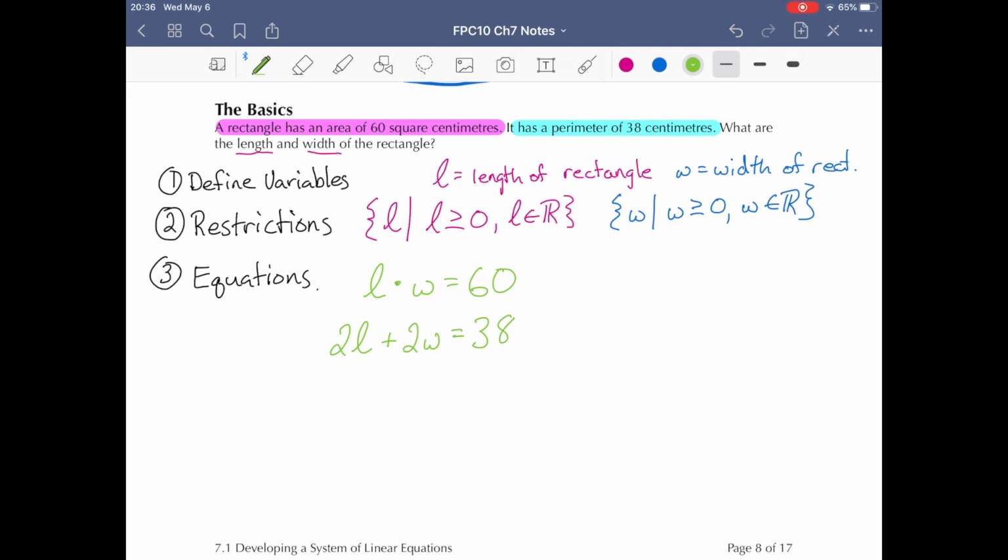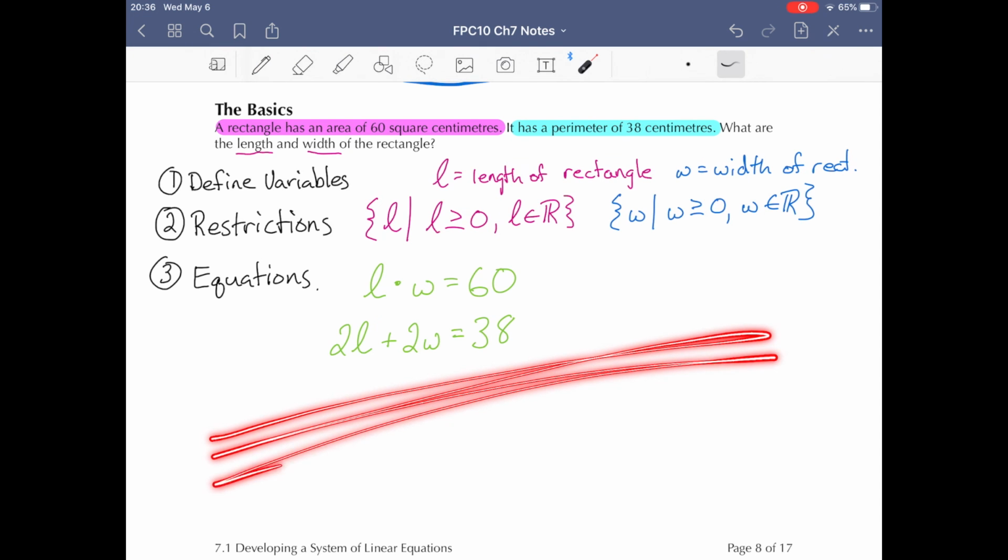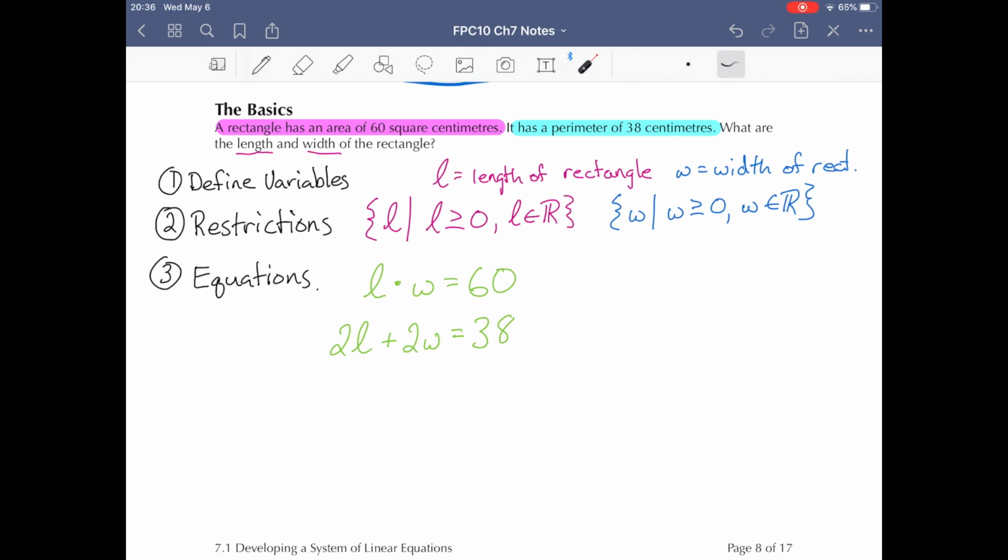Now, in this section, all we're doing is what we have here. We are not solving the system of linear equations. We will work on techniques to solve the linear equations in the next sections. But in this section, all we're doing is defining our variables, restricting our variables, and writing equations from the given situation.